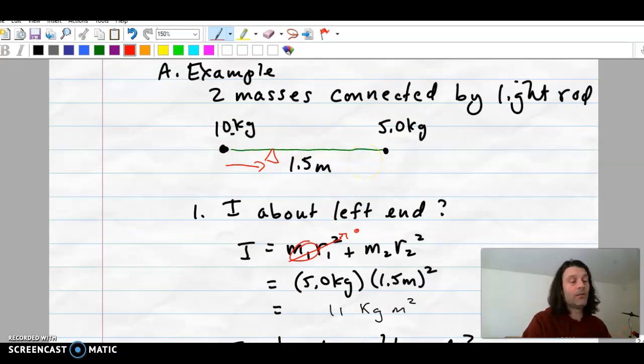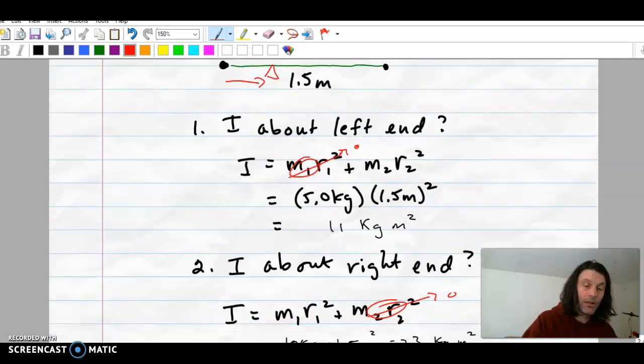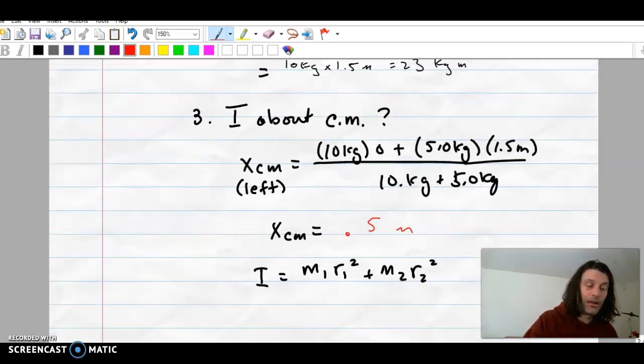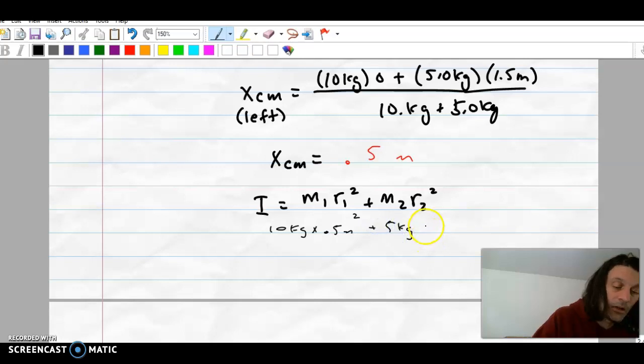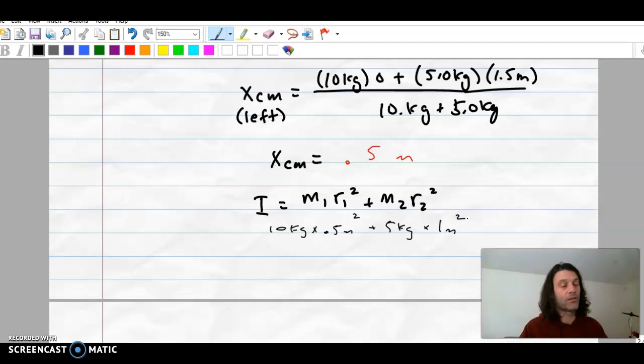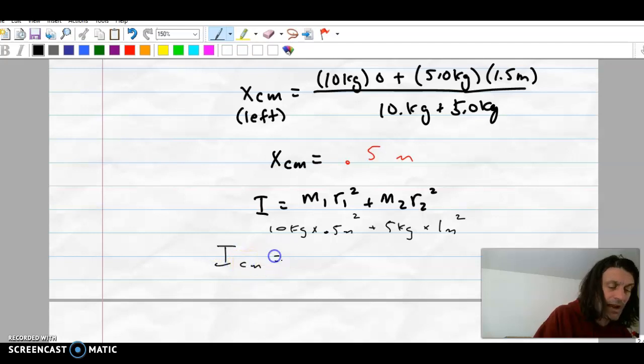All right. So the 10's distance now is 0.5 meters. The 5's distance now is 1 meter. And so what I'm going to do then is go ahead and calculate its I about that center mass by doing these. I will say it is 10 kgs times 0.5 meters, that's squared. Into that I will add 5 kgs, and I will multiply that by 1 meter, and that 1 meter is squared. Okay, that's going to be the I about the center mass. So the I about the center mass of this guy is actually a little smaller. It's 7.5 kilogram meters squared.